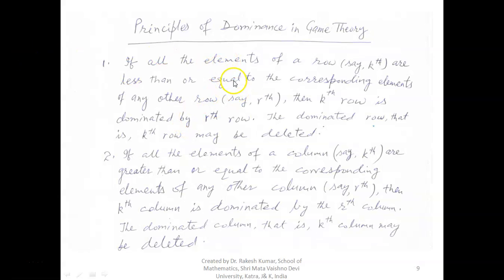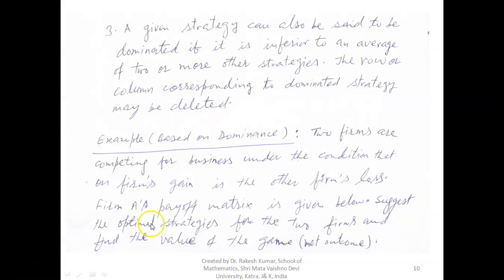And now coming to the next, that is an example based on dominance principles. So let us take this. Two firms are competing for business under the condition that one firm's gain is the other firm's loss. Firm A's payoff matrix is given below. Suggest the optimal strategies for the two firms and find the value of the game or net outcome.